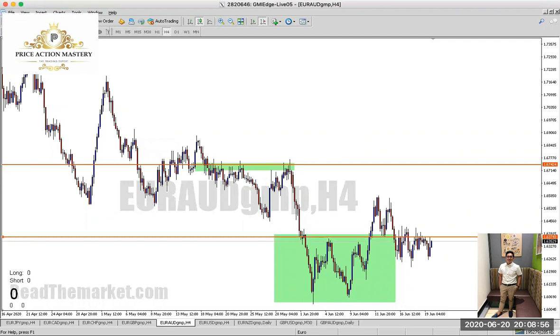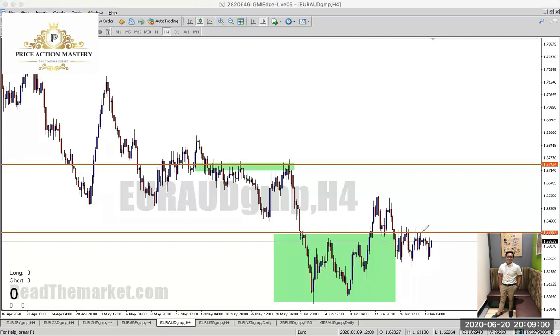Very clear. As you can see, the market is currently trading in a range. So you can sell here and push the market. The first TP is definitely going to be this level.